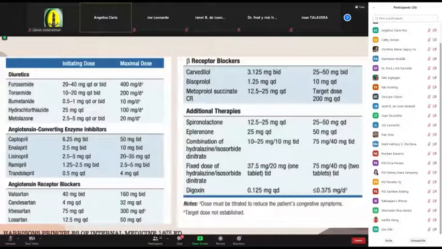So for furosemide, we can give 20 to 40 milligrams OD or BID. For enalapril, we can give 2.5 milligrams. For losartan, 12.5 milligrams. For carvedilol, 3.125 as an initial dose. For metoprolol, we can give 12.5 to 25 milligrams OD.